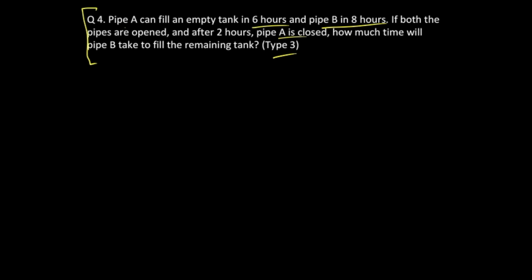Alright, so we'll do our standard procedure, that is, we'll take the LCM of 6 and 8. LCM of 6 and 8 is going to be 24. So now this 24 can be considered as the total capacity of the tank, right? So with this total capacity and the time given for pipe A and pipe B, we can find out the efficiencies of A and B.